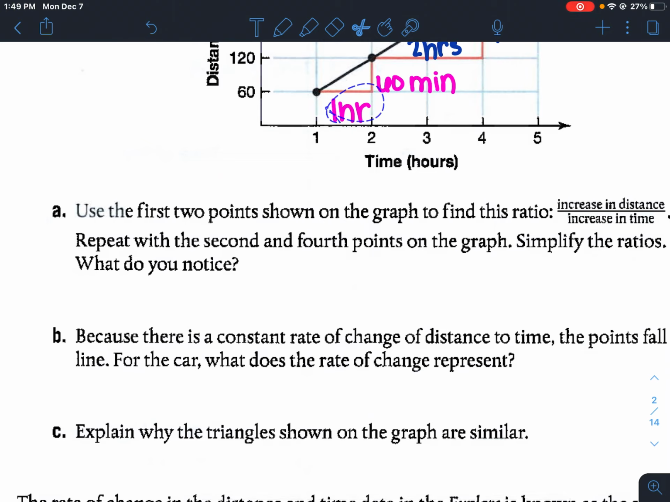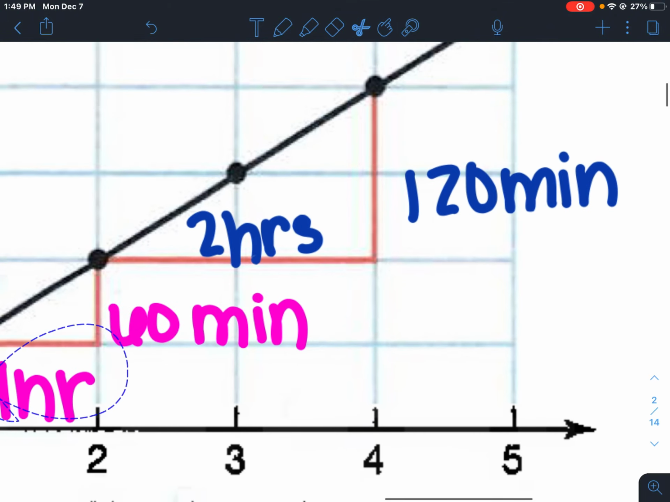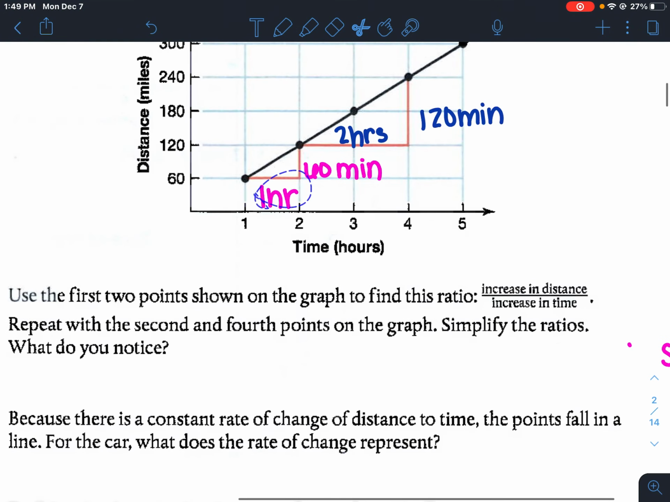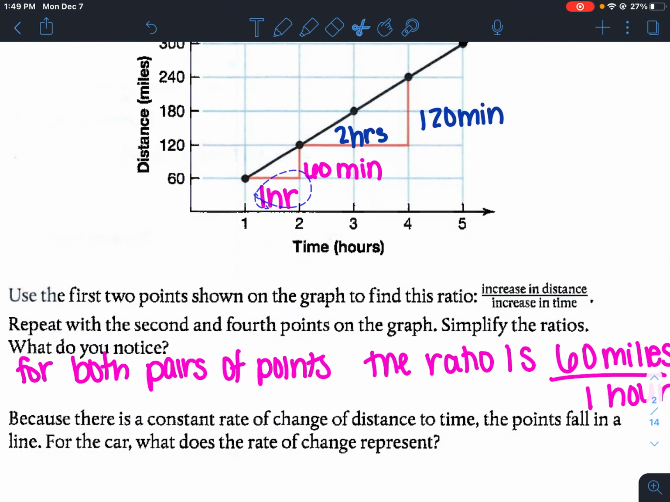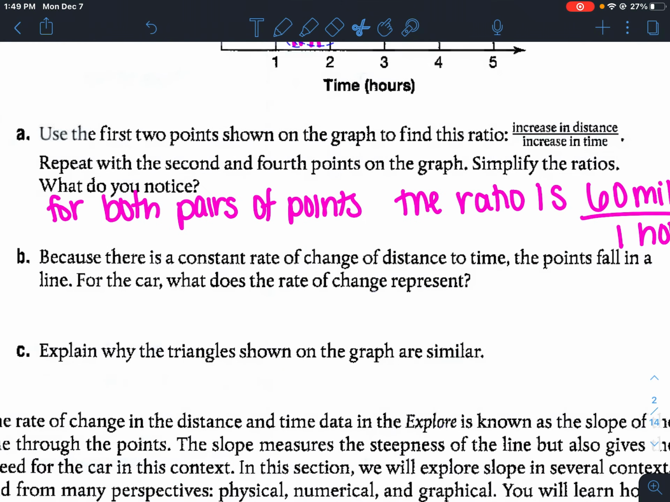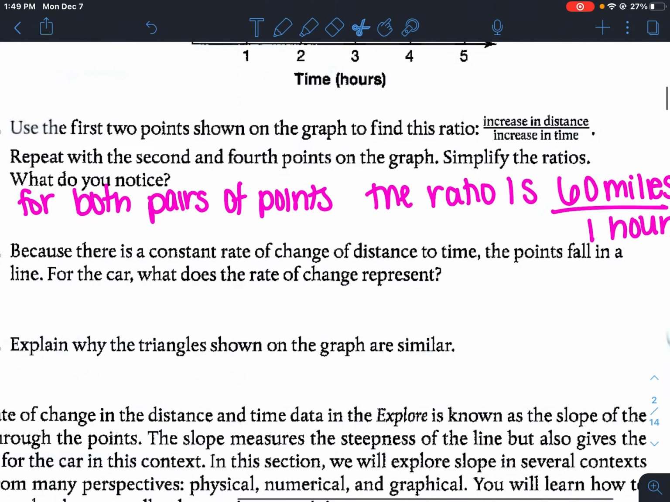Okay, so we have increase in distance, so we have 60 miles over increase in time, so 60 miles over 1 hour. And I could also simplify the blue part, that ratio, as well. So for this one, both pairs of points, the ratio is 60 miles per 1 hour. B, because there's a constant rate of change of distance to time, the points fall in a line.